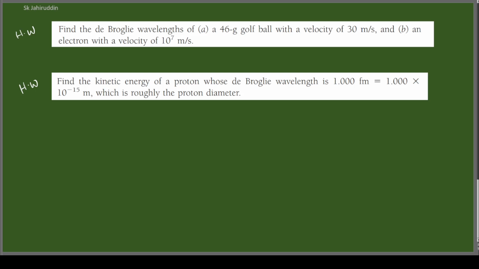So this very small lesson ends here, and in the next lesson we'll be learning phase velocity and group velocity of the de Broglie wave. So I stop this lesson right here.